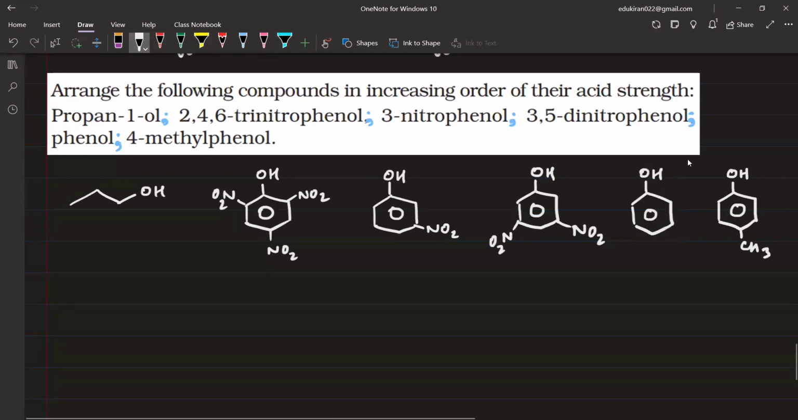So see, this is alcohol. We'll keep it separate. Now, after this, we will look at this particular molecule. This is having nitro, nitro, nitro, and those nitros are on the ortho and para position. So it is having -M group. And how many -M groups is it having? It is having 3 -M groups.